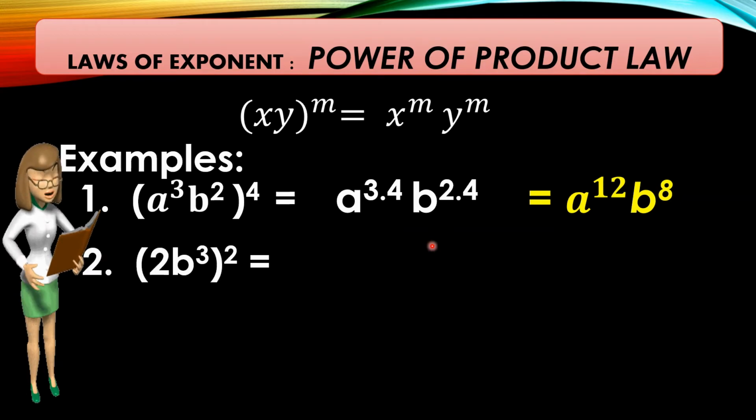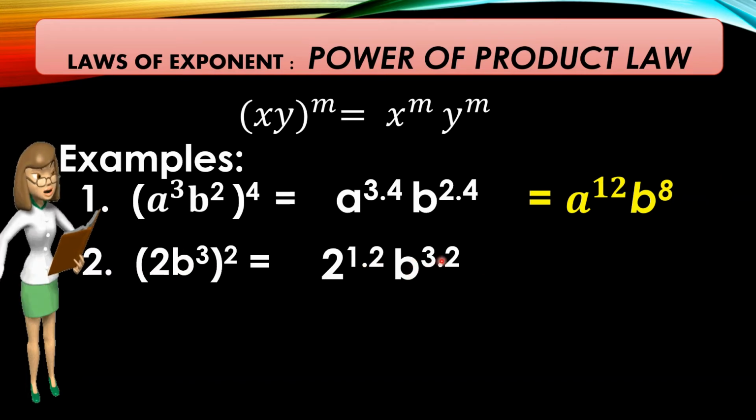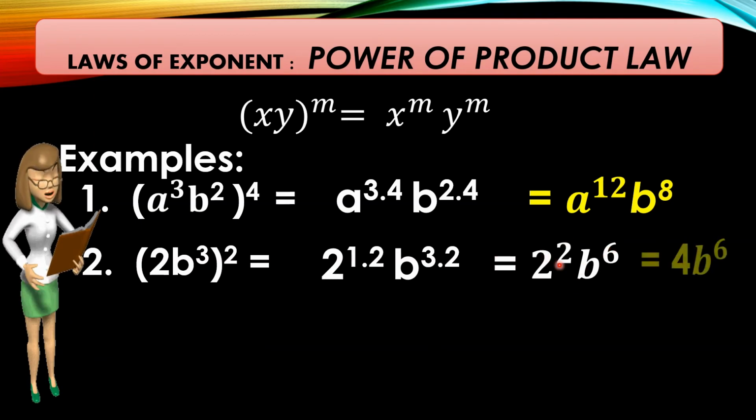Number 2, 2b cubed quantity squared is equal to 2 raised to 1 times 2 because the exponent of 2 is 1. So 1 times 2. Then b raised to 3 times 2. So we have 2 squared because 1 times 2 is 2, b raised to 6. And we need to simplify the 2 squared. The 2 squared is 4, so the answer is 4b raised to 6.